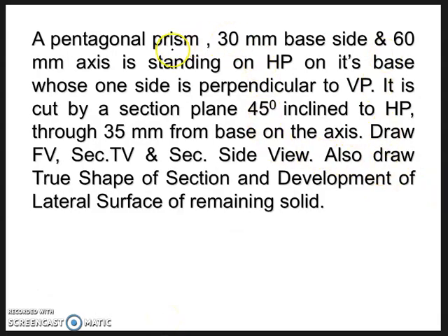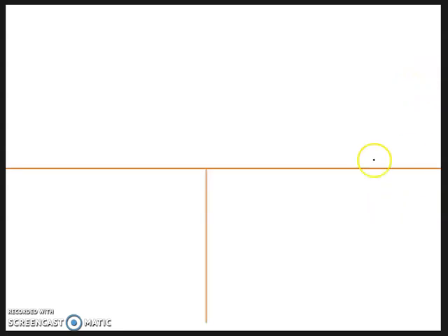So let's go back to our question, that is a pentagonal prism of 30 mm base and height 60 mm. First, we'll construct the pentagonal prism. First, construct the XY. Then draw a line perpendicular to XY. On this construction line draw the side, and the length of this side is given as 30 mm.